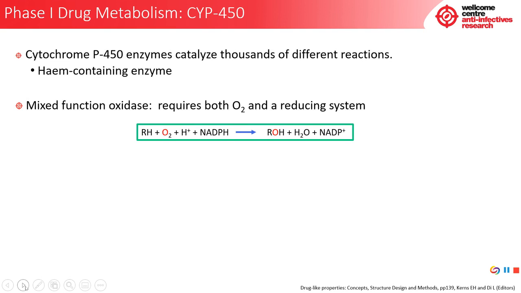Phase 1 drug metabolism by cytochrome P450. Cytochrome P450 enzymes catalyze thousands of different reactions. They are heme-containing enzymes of the mixed-function oxidase system, which requires both atmospheric oxygen and a reducing system. So in this panel below, you can see the drug to be oxidized, RH, the oxygen from the atmosphere, and a reducing equivalent in the form of NADPH. The products are the oxidized drug ROH, water, and oxidized NADP.